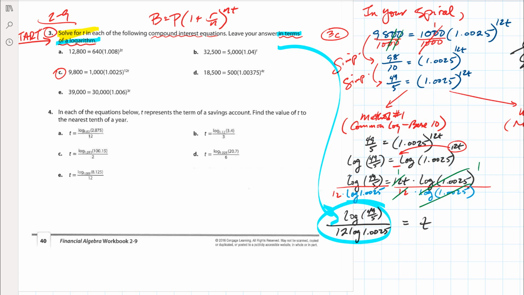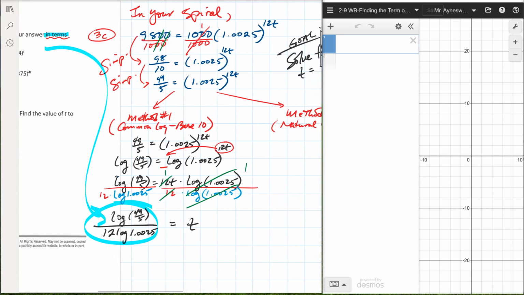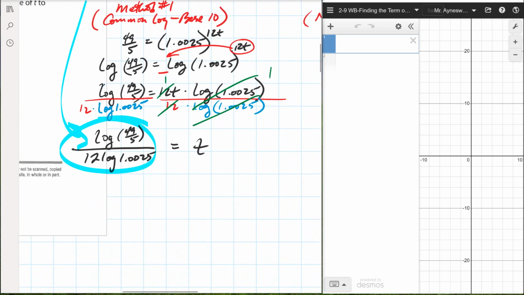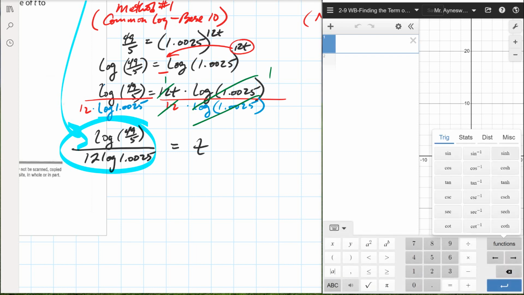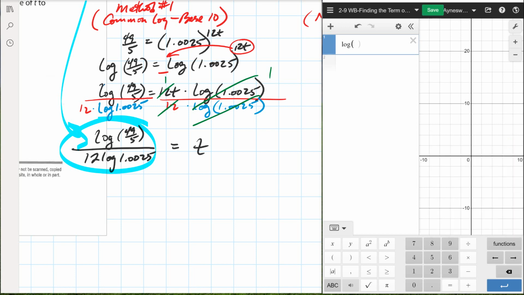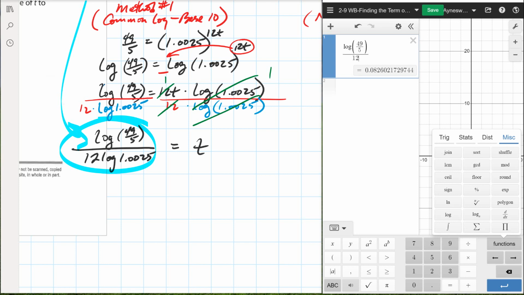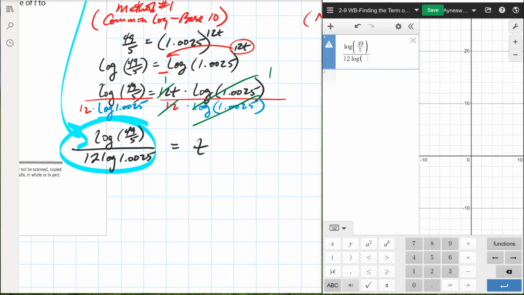Now, if you look at the publisher's answers, they don't have a decimal there. If you went to decimal form and evaluated this in Desmos, let's just do it just for funsies right now. We're going to hit the function button right here, hit miscellaneous, type in log, to take log of 49 divided by 5. Divide that by 12 times the log. Hit the function, go miscellaneous log. Just type it in directly as you see it. There we go. It gives you an answer of 76.174. So I'll write that down too.